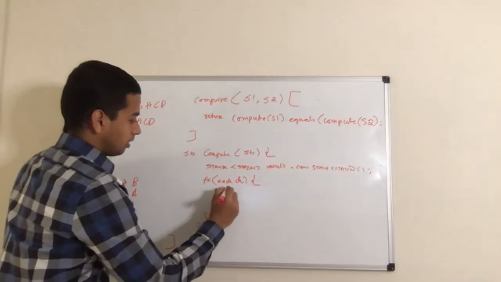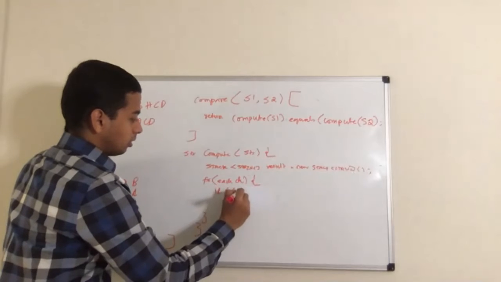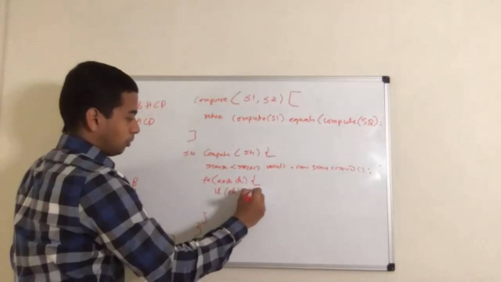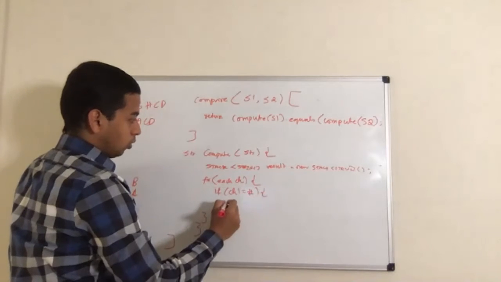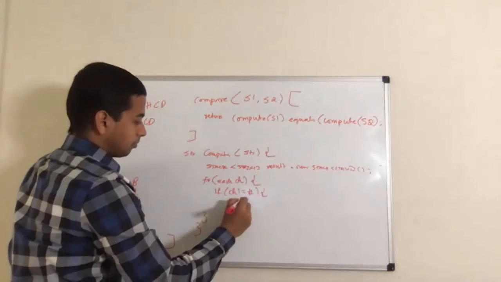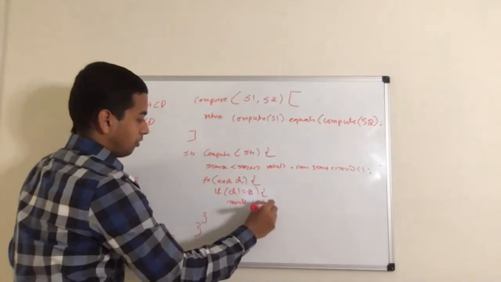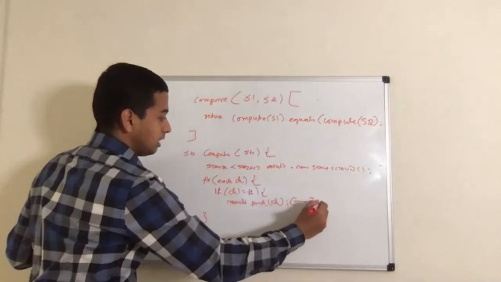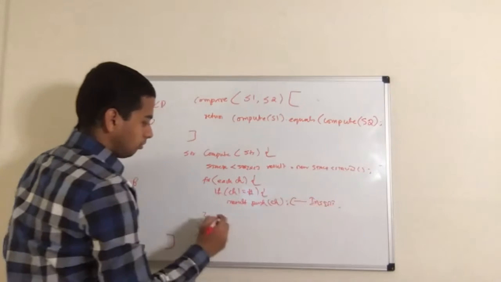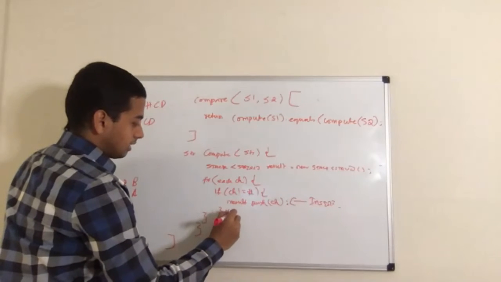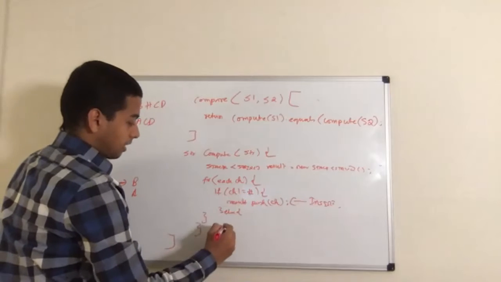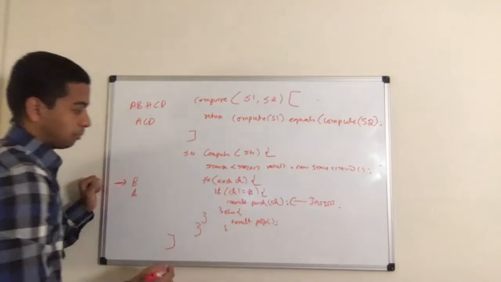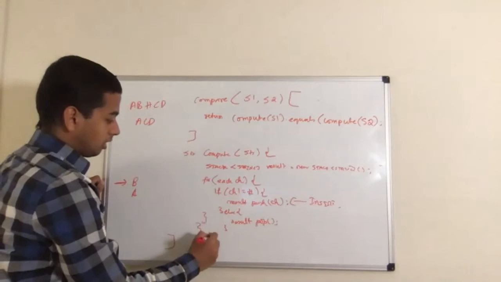For each character, if character is not equal to hash, not equal to backspace, then do a result dot push of whatever character I have. This means it's an insert. If it is not a backspace, insert. Else, that means the character is equal to hash, then result dot pop. Then finally, once the for loop is over, return the result.